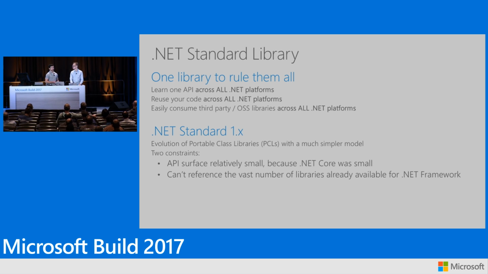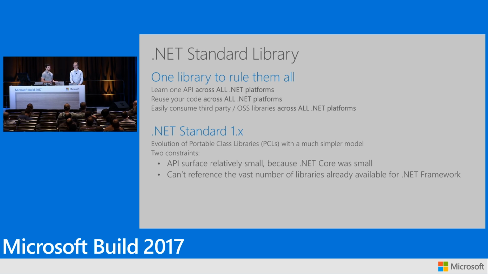We kicked this off last year with .NET Standard 1.x. Universal Windows Platform actually implemented .NET Standard 1.4. And it was really a great stepping stone to get us to where we want to be soon. Some issues with this was that the API surface was relatively small, and frankly, there weren't any libraries out there because it was new, right? No one had built .NET Standard libraries yet because they were brand new.